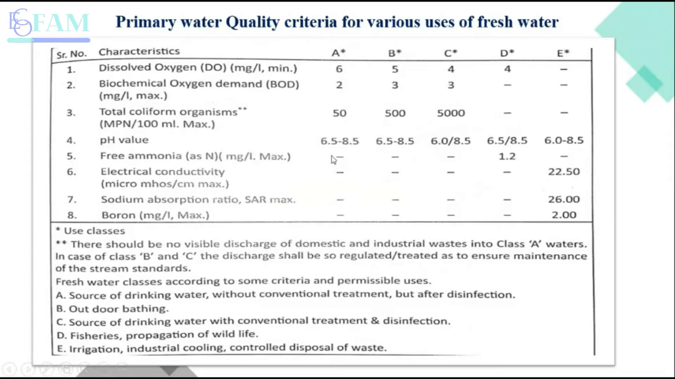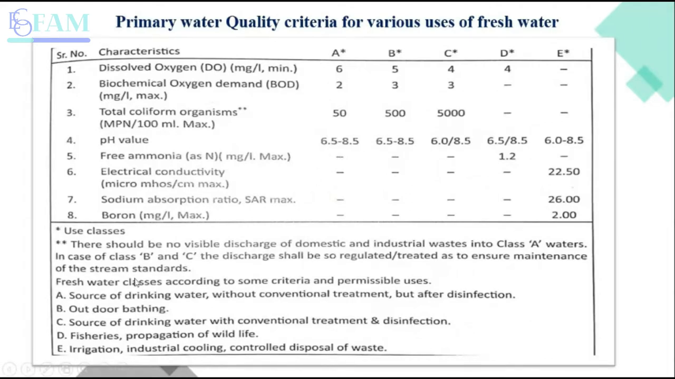And the pH value should be around 6.5 to 8.5. Other pollutants like ammonia and electrical conductivity have not been mentioned. I guess the free ammonia should not be present in this category.